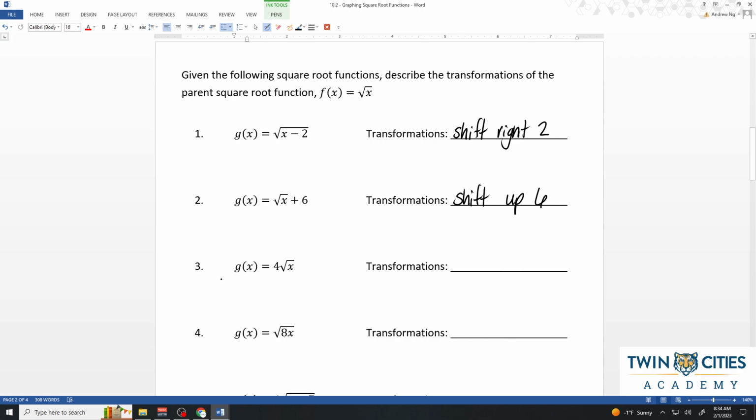Okay, number 3. This is another vertical change because it's happening on the outside of the square root. Here I've got 4 times the square root. This is going to give me a vertical stretch of 4.